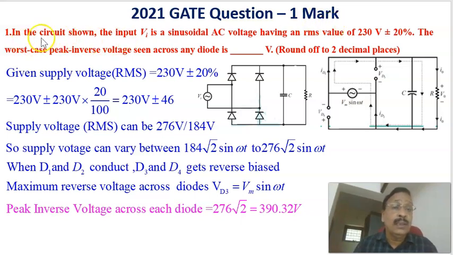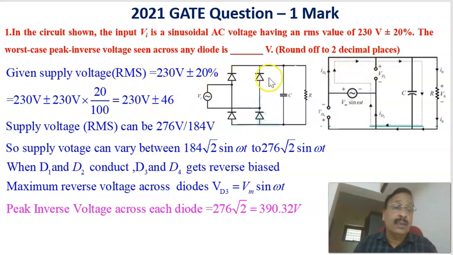First one. In the circuit shown, the input voltage Vi is a sinusoidal AC voltage having an RMS value of 230 volt plus or minus 20%. That is, this input voltage is 230 volt plus or minus 20%. And the worst case peak inverse voltage seen across any diode is? What is the peak inverse voltage, PIV?